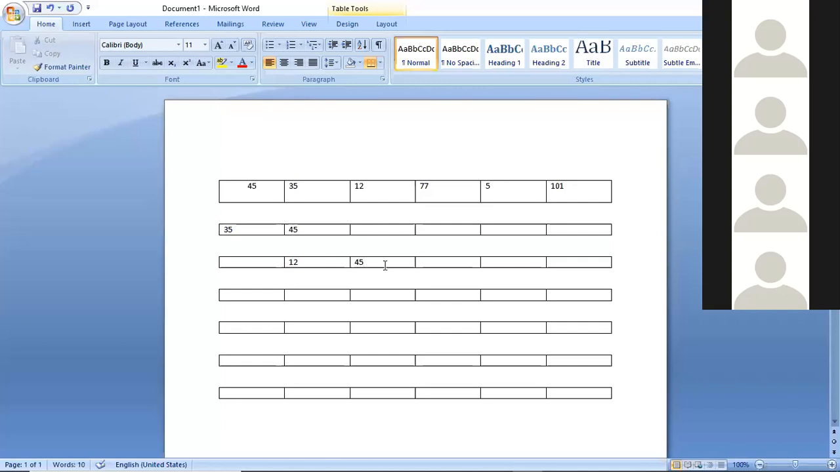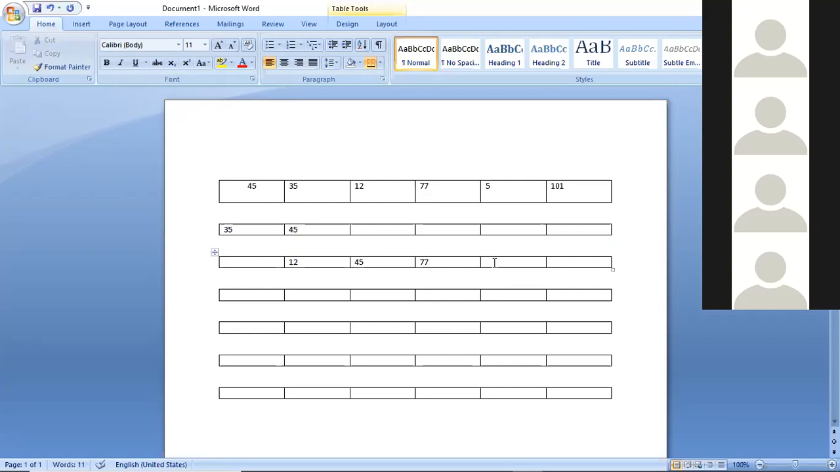Now 45 is compared with 77. 77 is bigger. Is there any swapping? No, sir, no swapping. So 77 remains at the fourth position. Now compare 77 with 5. Swapping, sir.